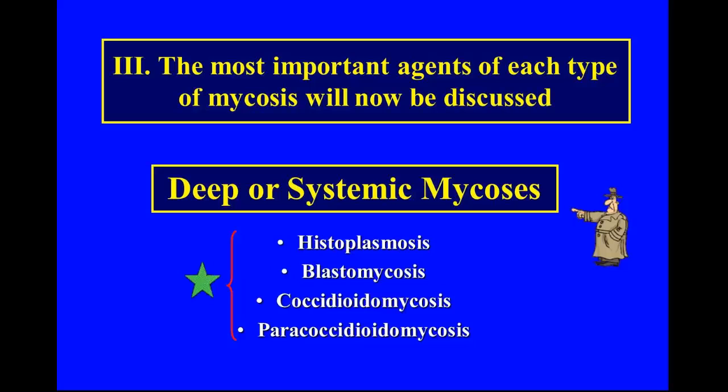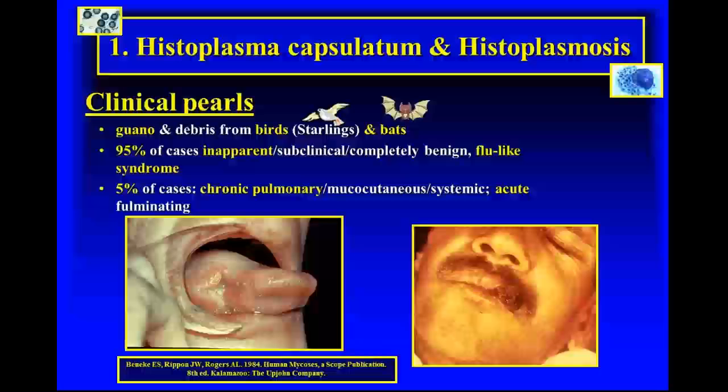So now for the rest of the presentation, we'll take the more important agents and go over their infectious disease pathology. Let's start with the deeper systemic mycoses, which are those four there. Let's start with histo. Histo is present in the guano and debris from birds and bats. It doesn't kill the bats, but it grows very nicely in the nitrogenous material. So you can imagine if you're a spelunker in caves and there are mountains of bat guano, you're going to be breathing that in, and you can get, in fact, very, very sick, as has happened with groups of spelunkers in Kentucky that have gone on expeditions.